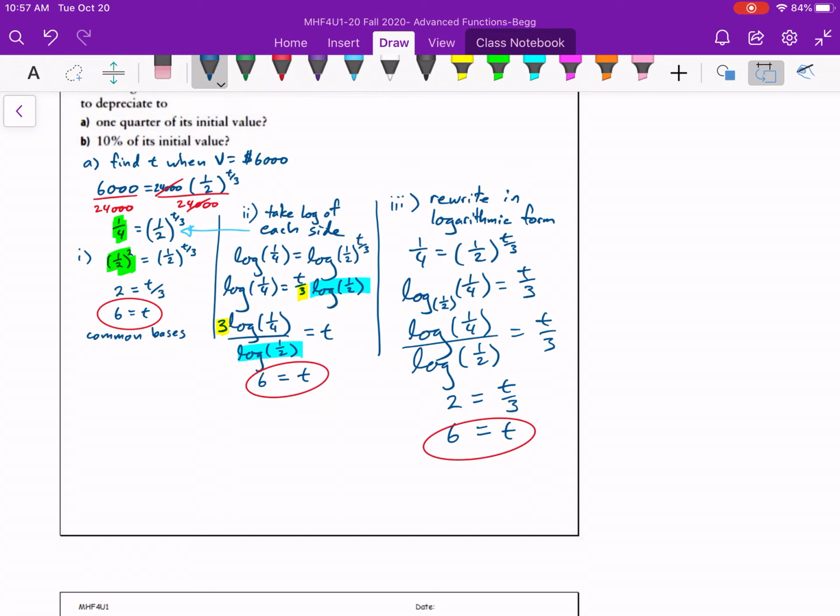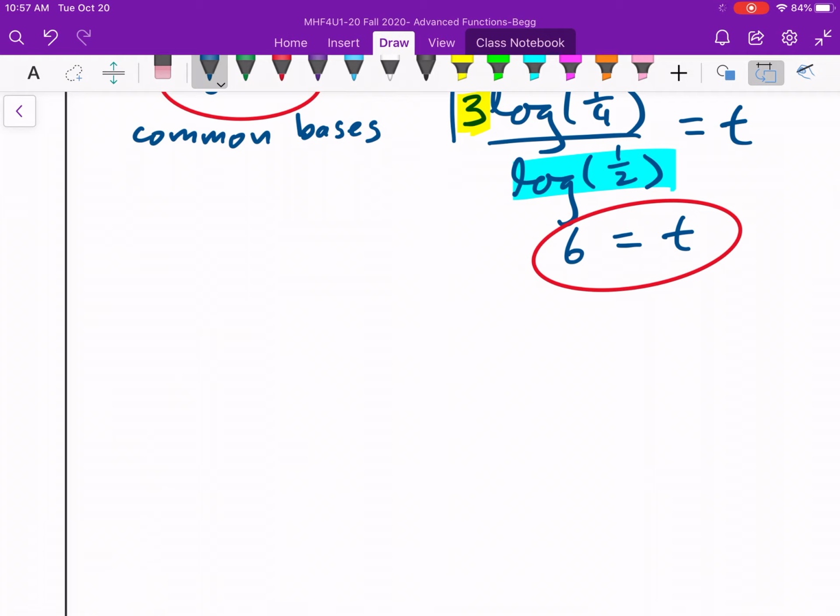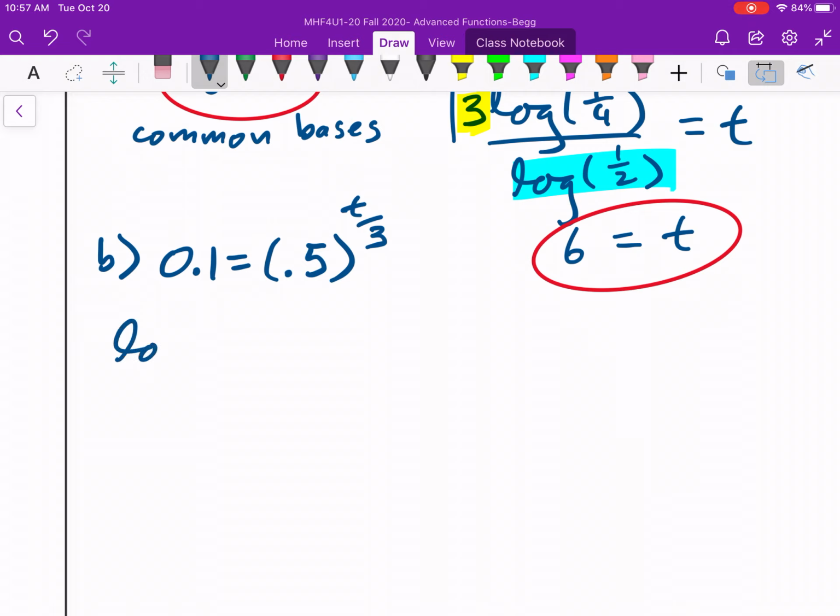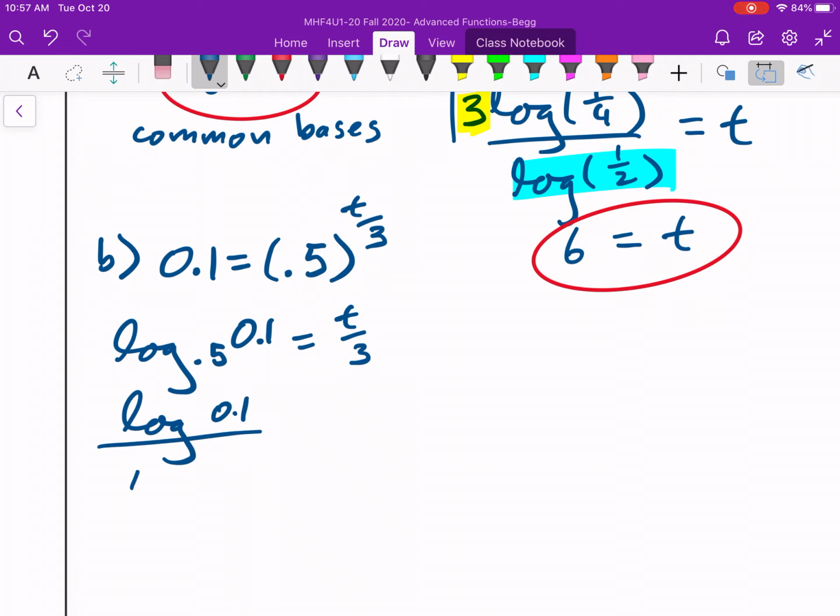Okay. For B part, though, we want to find 10% of the original value. So let's do it as decimals. So 10% can be 0.1, and I can rewrite a half even as 0.5 just so I'm consistently using decimals. There's my relationship. As I said, common bases isn't going to work well for this one. Maybe we'll just go to the one where we rewrite in log form. So I'd have log base 0.5 of 0.1 equals t over 3. So then I would type log 0.1 divided by log 0.5 equals t over 3.